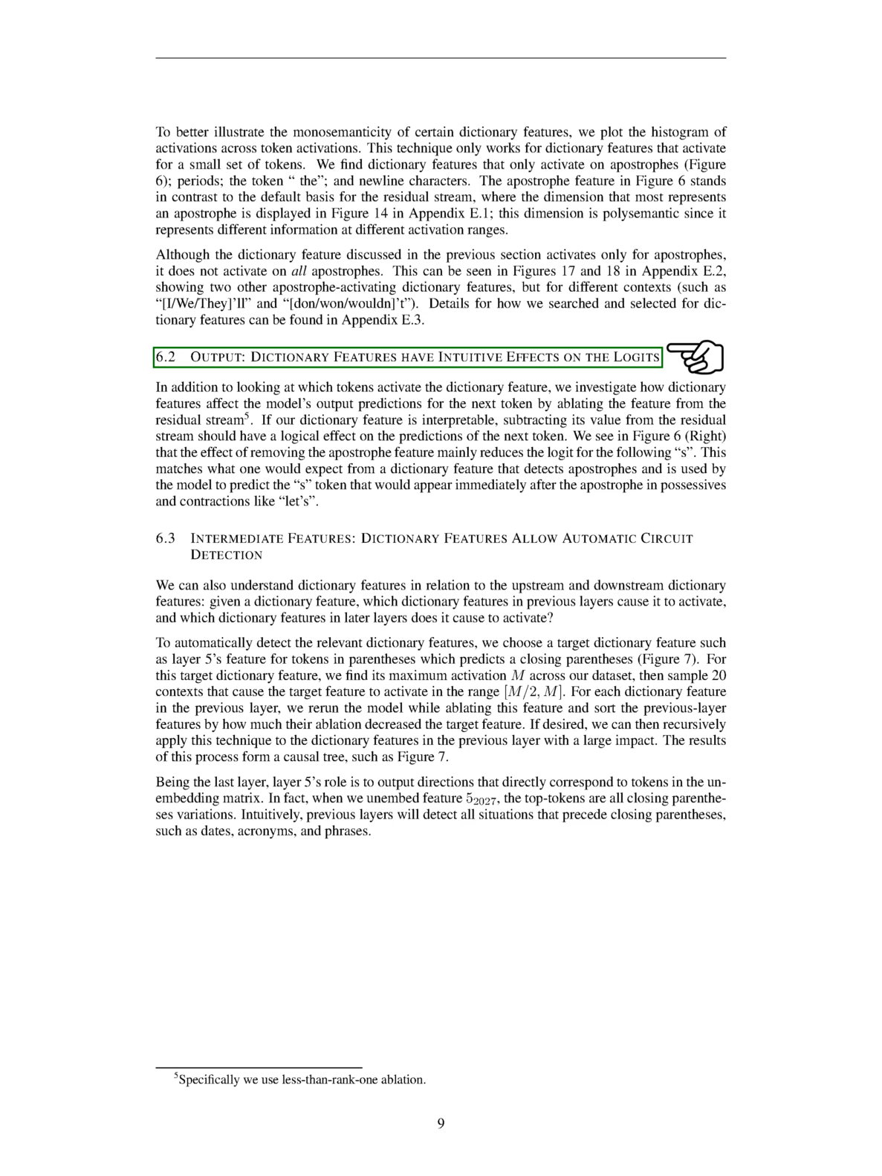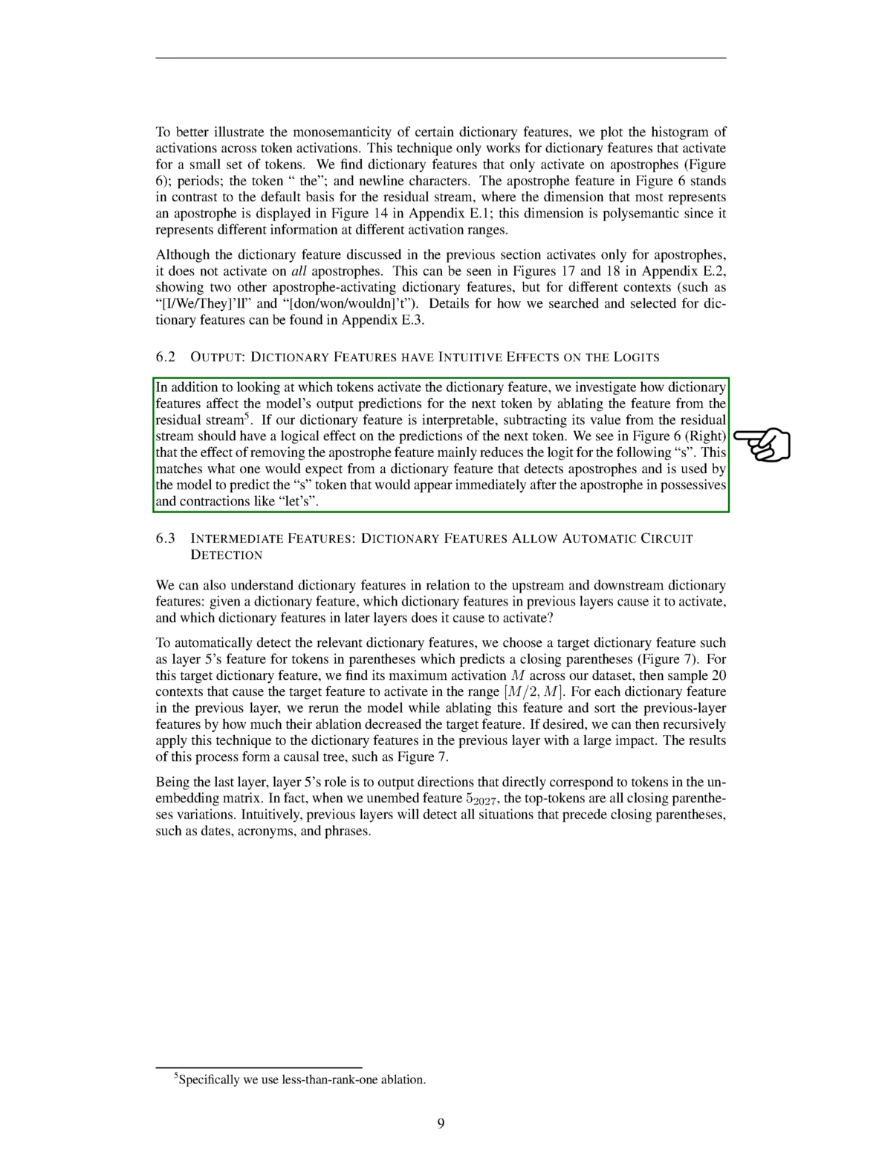Section 6.2 Output. Dictionary features have intuitive effects on the logits. We've been examining how specific elements, which we call dictionary features, influence the predictions our model makes for the next token. To do this, we've been removing these features from the residual stream, a process we refer to as ablation, specifically using a method called rank 1 ablation. If the dictionary feature is meaningful, taking it out of the residual stream should logically impact the predictions for the next token. For instance, when we removed the feature that identifies apostrophes, we noticed a significant decrease in the prediction for the following "s". This is exactly what we'd expect from a feature that recognizes apostrophes and helps the model predict an "s" that would typically follow an apostrophe in possessive forms and contractions like "let's".